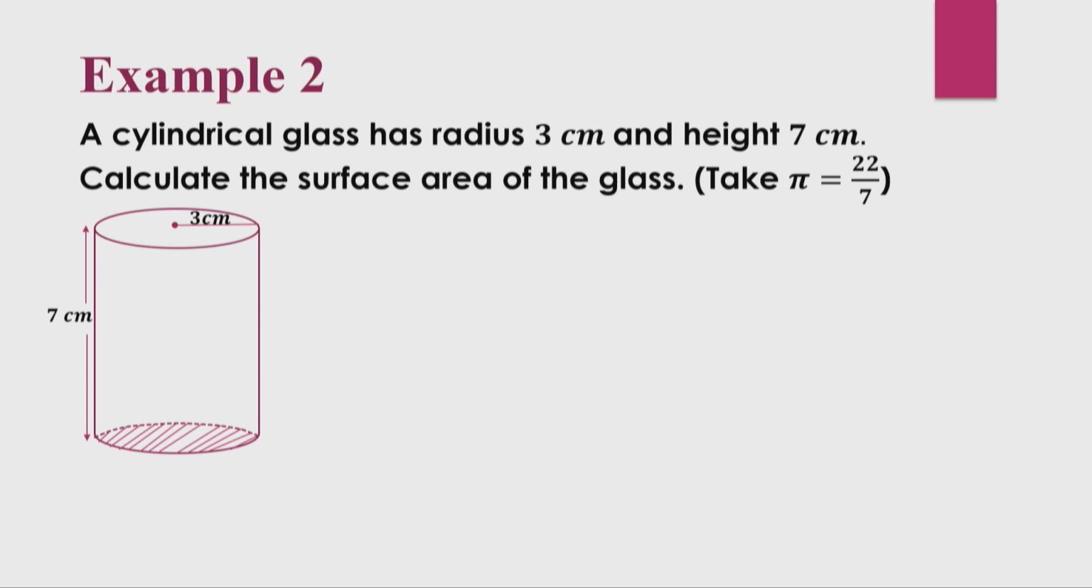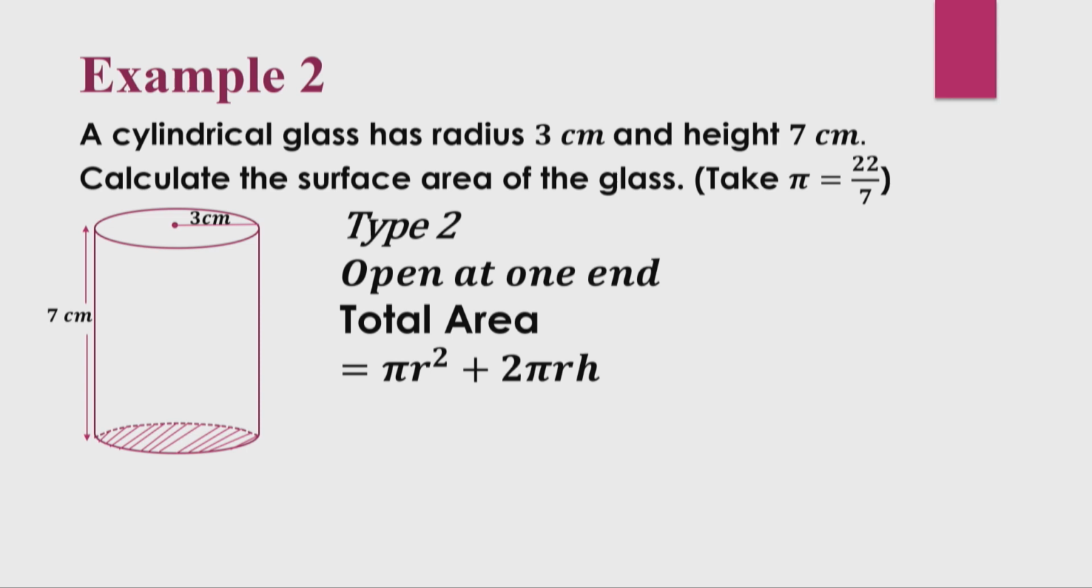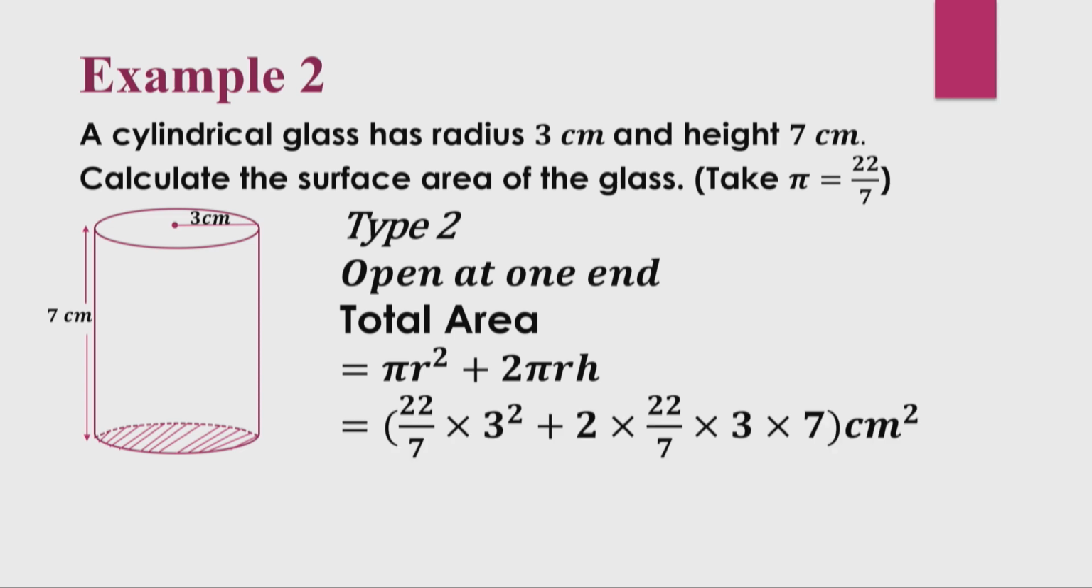Example 2. A cylindrical glass has radius 3 centimeters and height 7 centimeters. Calculate the surface area of the glass. Take pi to be 22/7. Now this is a type 2 cylinder, open at one end. The total area is equal to pi r square plus 2 pi r h. 22/7 multiplied by 3 to the square plus 2 times 22/7 times 3 times 7 centimeters square. Evaluating this, we get 160 2/7 centimeters square.